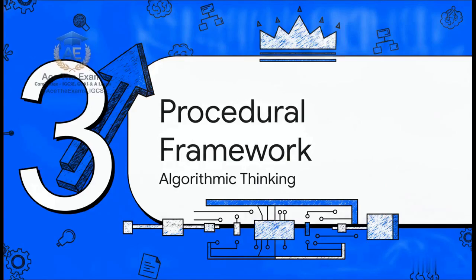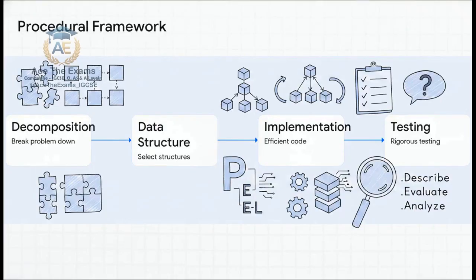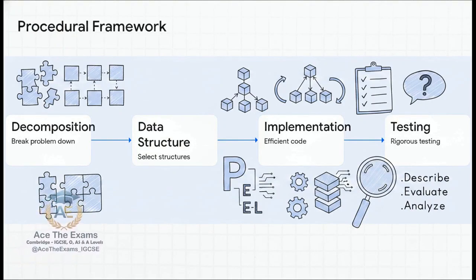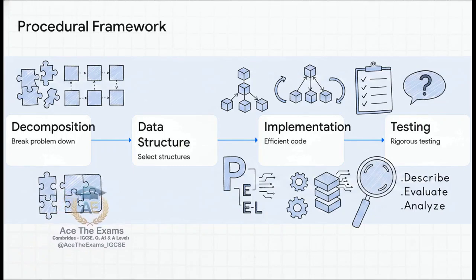Section 3. The procedural framework. All right, so how do we guarantee we hit those top marks? We are shifting right now from what not to do into the exact step-by-step procedural framework required to build a winning algorithmic answer. Top students don't just write, they architect the responses. Let's walk through this 4-step algorithmic thinking pipeline that examiners actively look for when grading practical application skills.